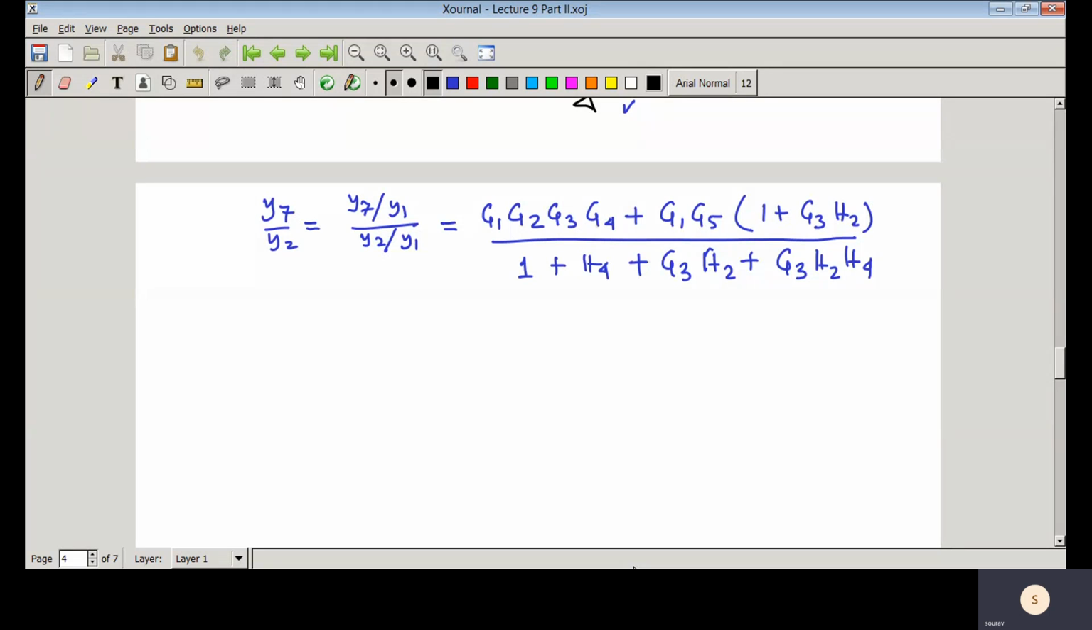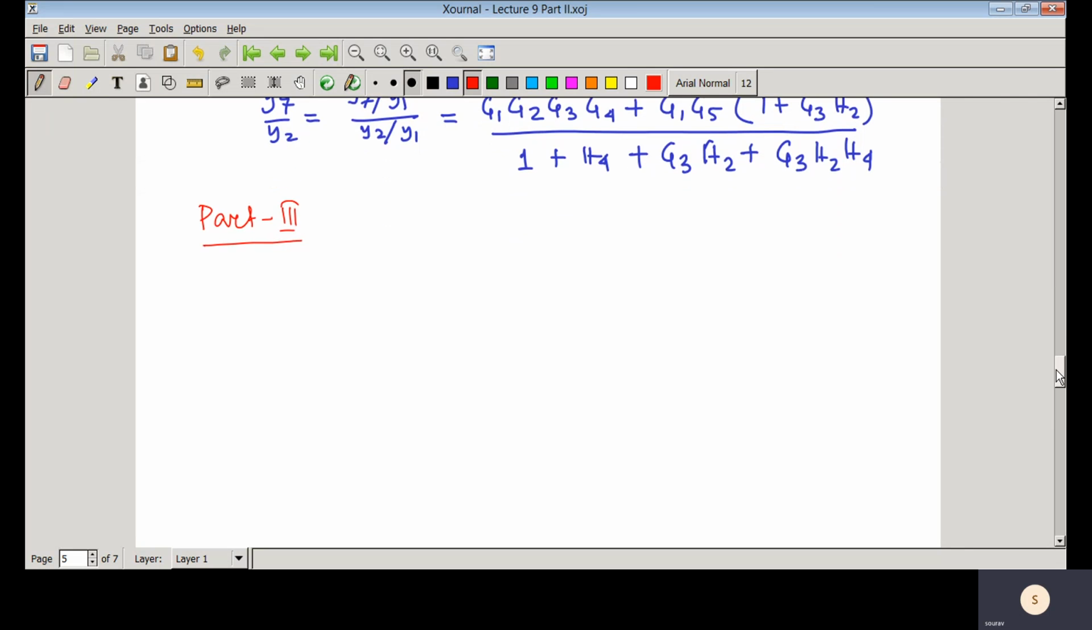So in part 1 and part 2 we have discussed signal flow graphs, and this is part 3 of this lecture. Here we'll continue with signal flow graphs and solve two more problems to better understand signal flow graph algebra.